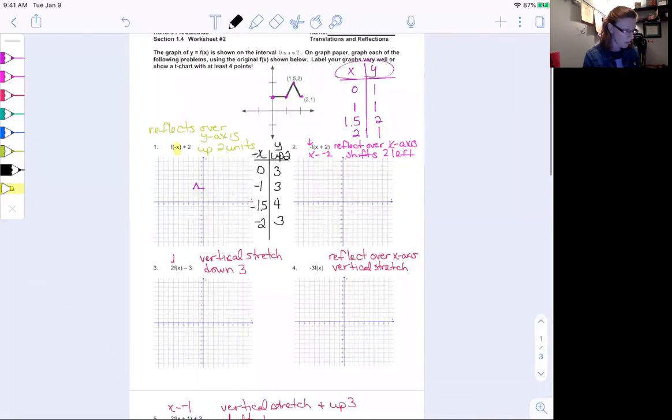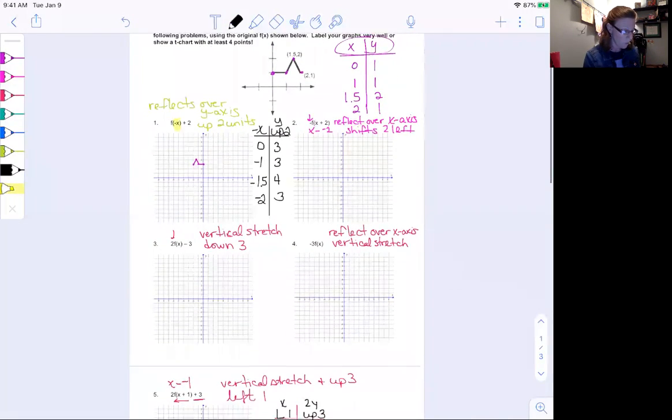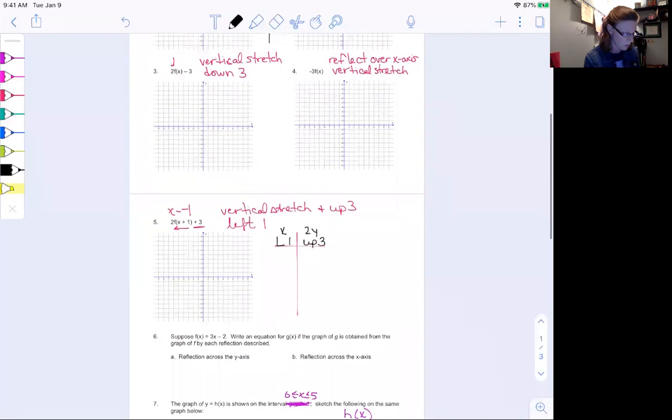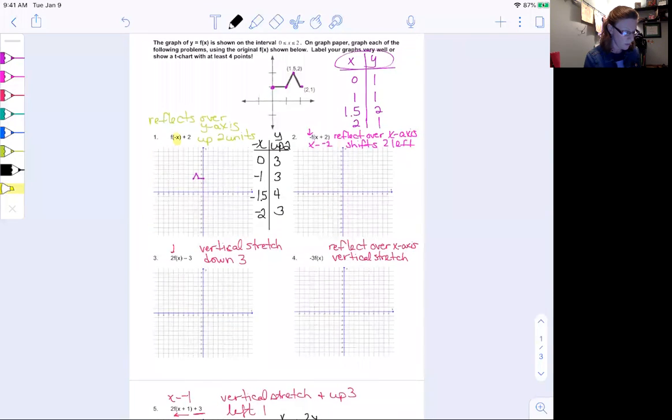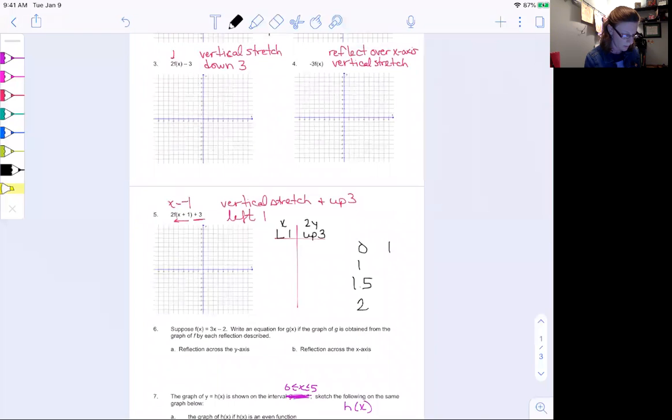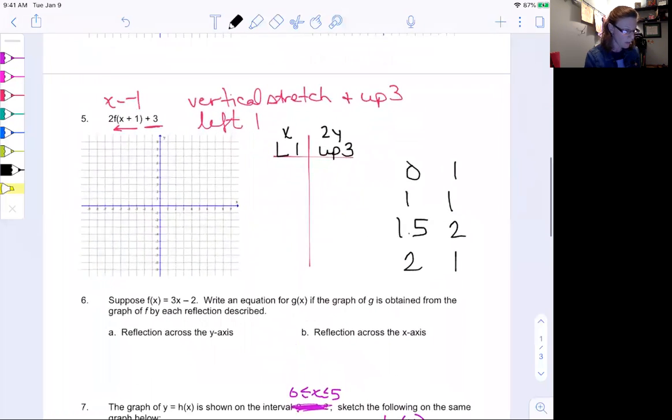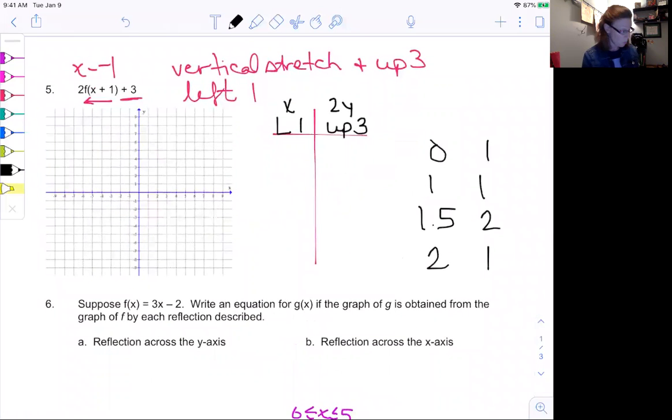So going back to the original x values, we have a 0, 1, 1.5, and 2. And then the y values were 1, 1, 2, 1. Okay, so let's look at x first. I need to move x left 1. So that means I have to subtract 1 from all of the x's. So it's now a negative 1, a 0, a 0.5, and then a positive 1.